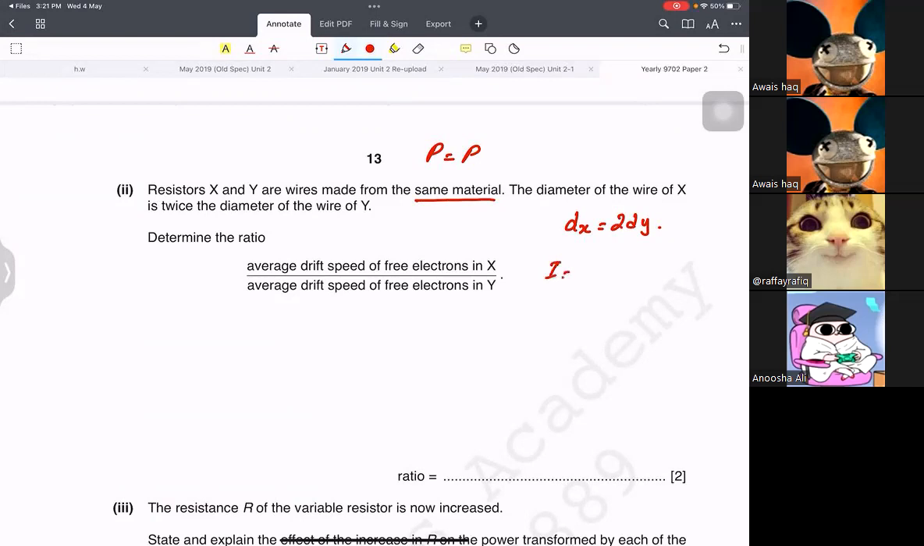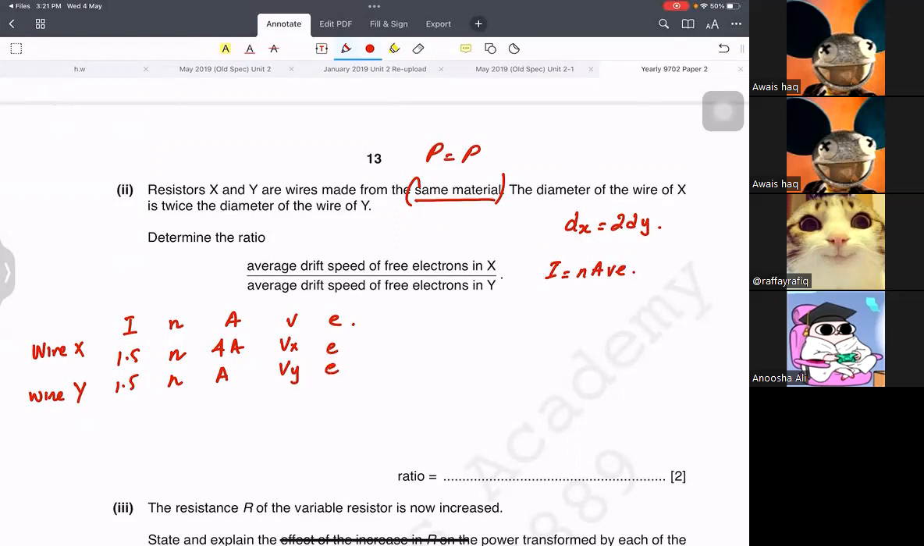So for that, I have to use I = nAve. Right. So I'm going to make a table. I'm going to use I, n, A, v, e. So I'm going to write wire X, wire Y. Both have the same current. They have the same electron density because they have the same material. X has twice the diameter, which means it has four times the area. And wire Y has just the area A. We want to find Vx and Vy. And e is just e. It is 1.6 times 10 raised to minus 19. Don't need to write it.